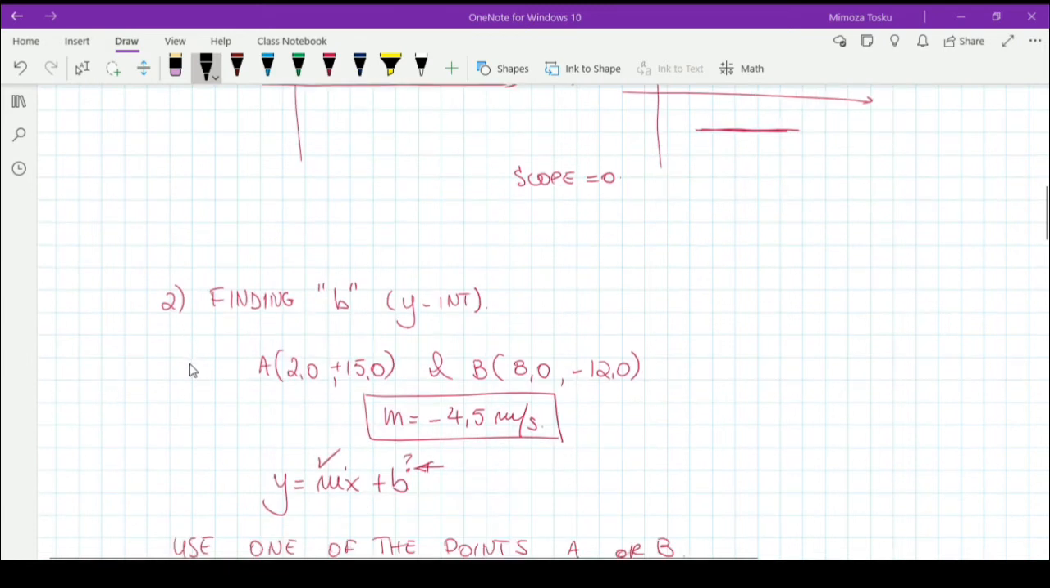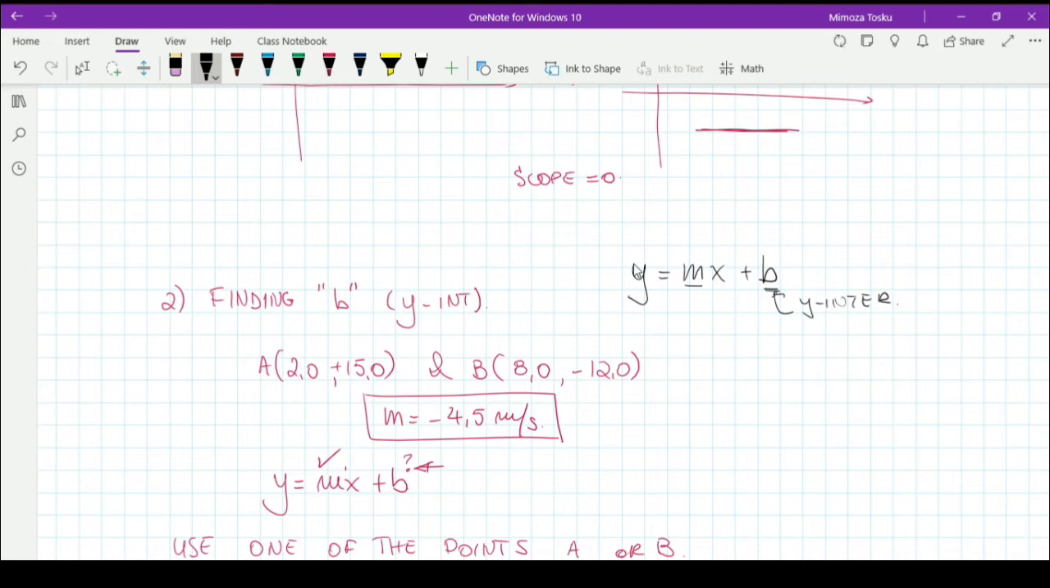Then, as the second step in the process of finding the equation of the line, we will find the y-intercept, or the b value. Remember what we said: the equation of the line that we will use in physics is y = mx + b, where m is the slope and b is the y-intercept.